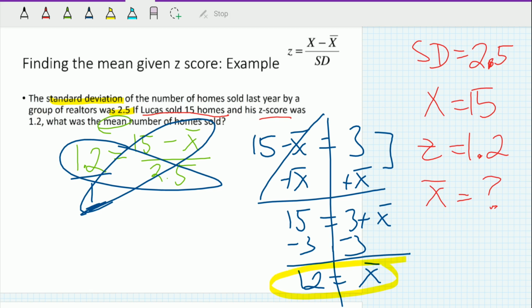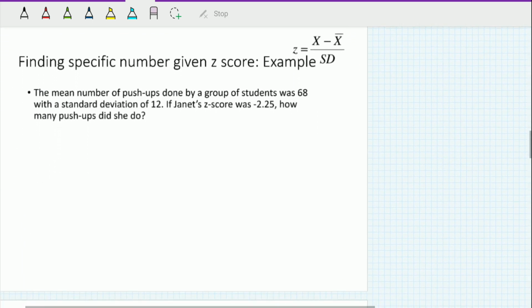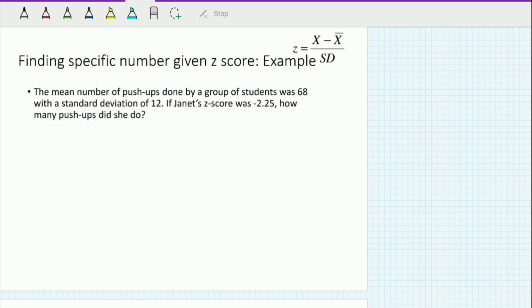All right. Let's go ahead and see if that makes sense. The mean is equal to 12. Lucas's score was a 15, so it's obviously higher than the mean. And that makes sense because that means his z-score is positive. So there you go. Let's go ahead to the next one. It's a little bit different. Be very careful, read the problem.